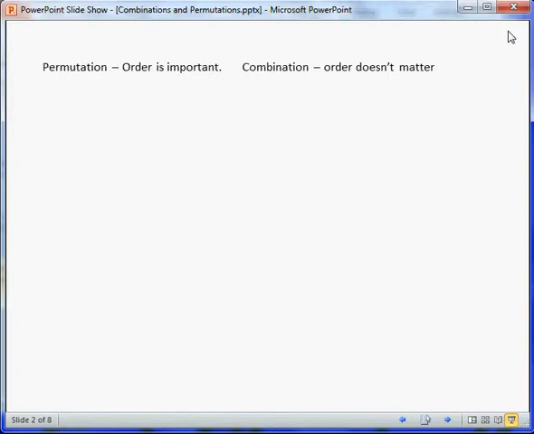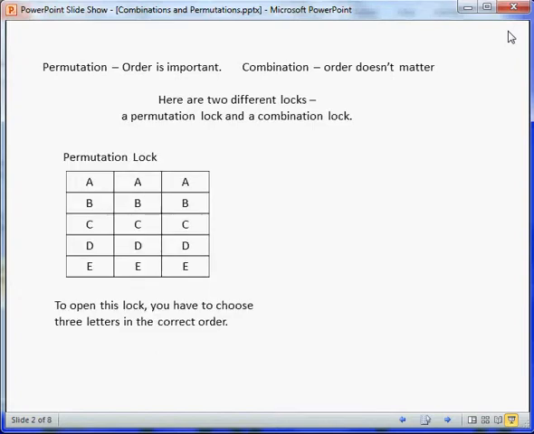The way I find easy to remember about this is thinking about two different locks. You've all heard of combination locks, but I'm going to talk about a permutation lock. This is a permutation lock. You've got three lots of five letters there. You've got to choose three letters in the correct order to open the lock. Like B, C, D, goes like that.